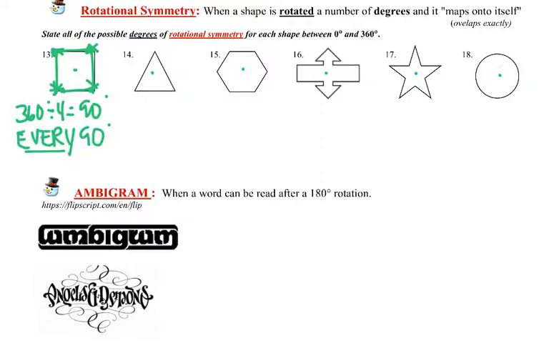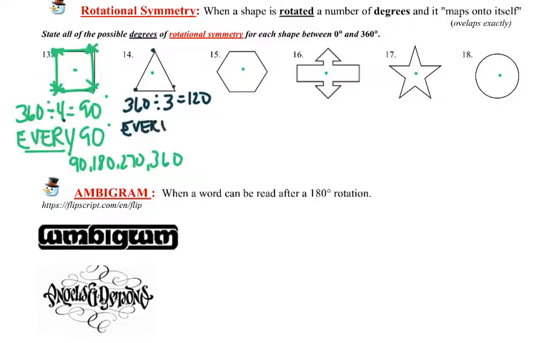And that word every is important because we're representing 90, 180, 270, and 360. What about the triangle? How many times can we turn the triangle and it's the same? Right, 3. And we can get that by 360 divided by 3, which is 120. So the answer is every 120 degrees. Or you can list them out: 120, 240, 360. Yep. Once you get the hang of it, it's not that bad.